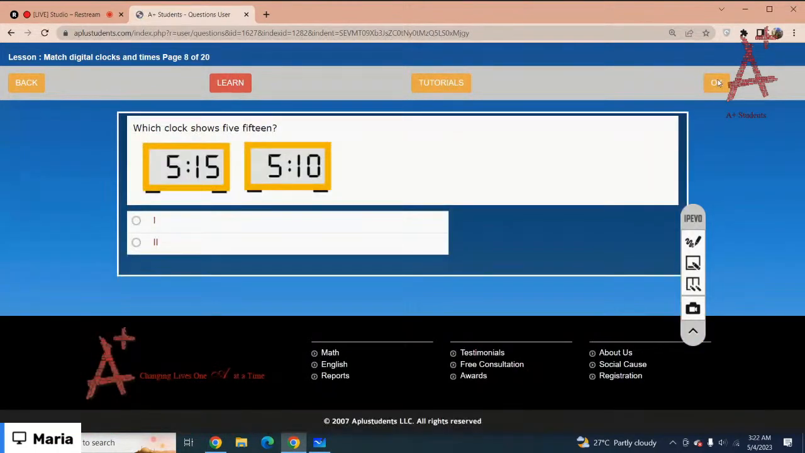Okay, which clock shows 5:15? Which is the correct option? 1 or 2? Yes, the first one shows 5:15. The correct option is option number 1.